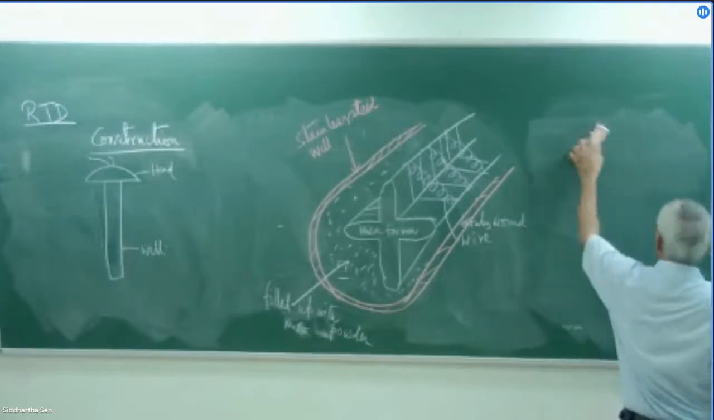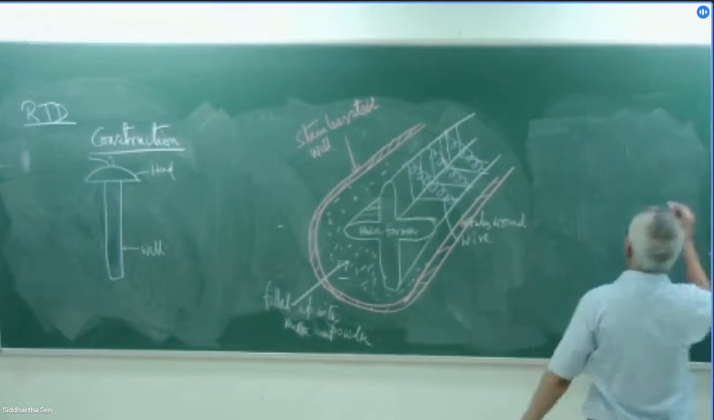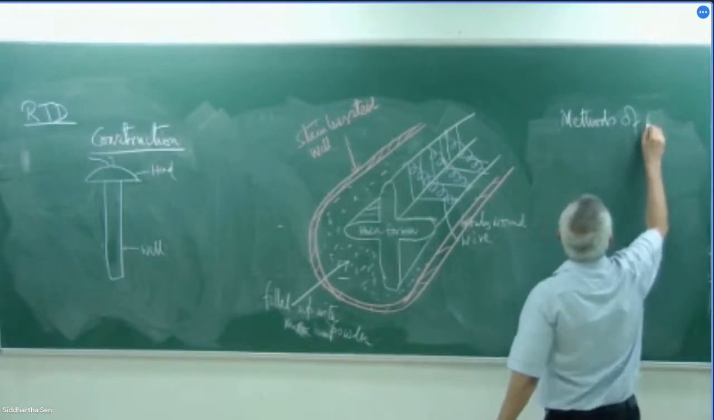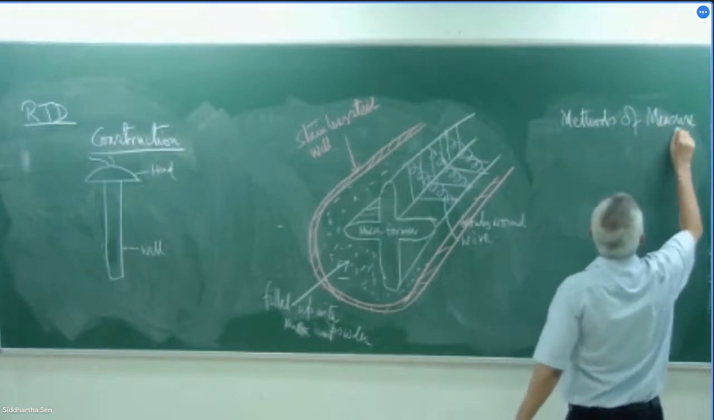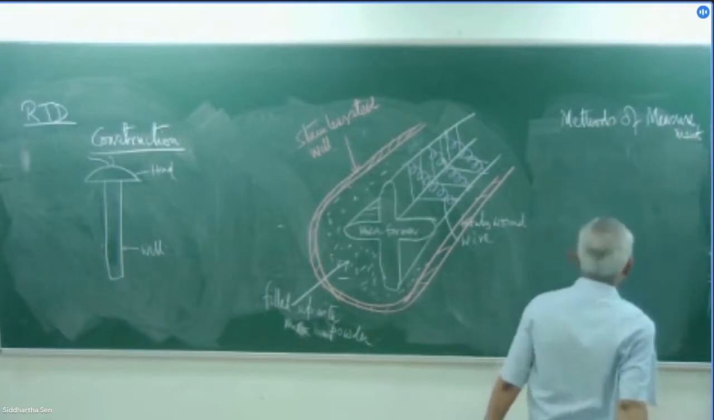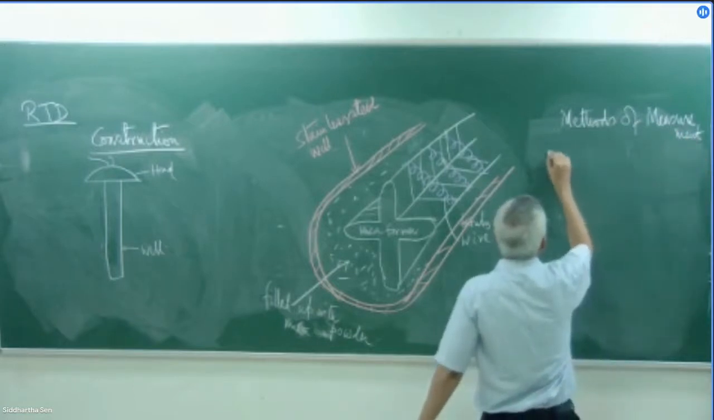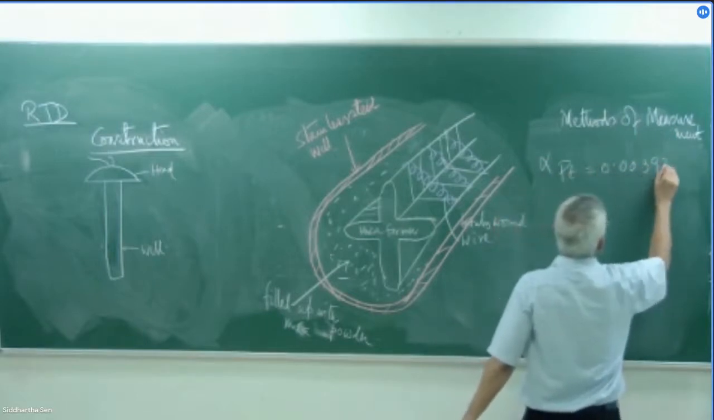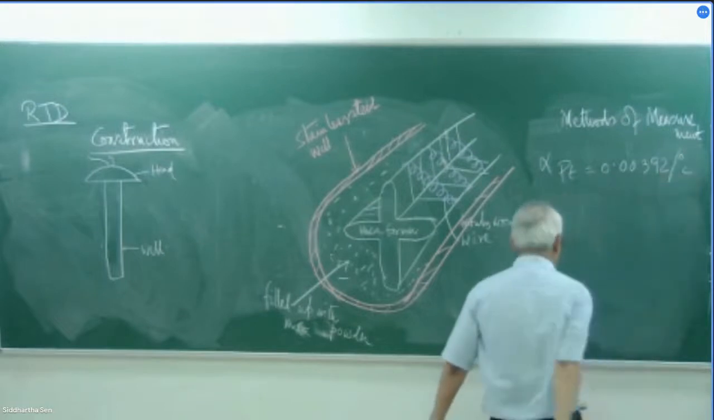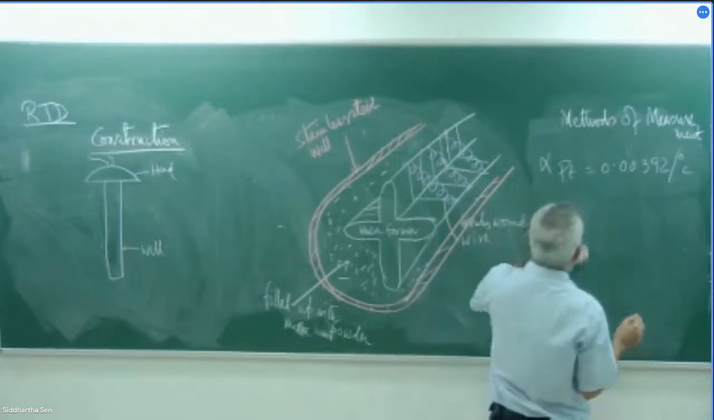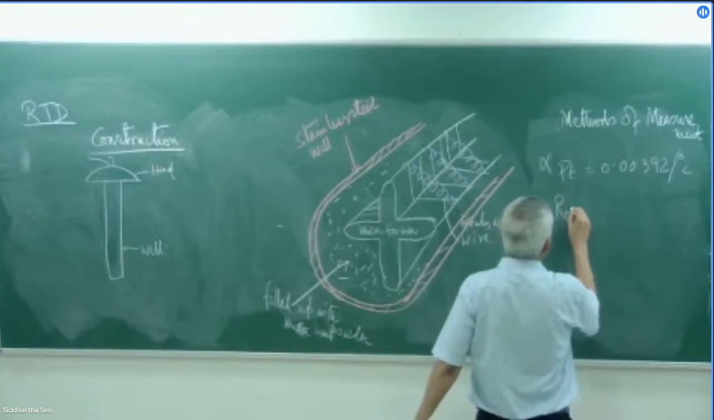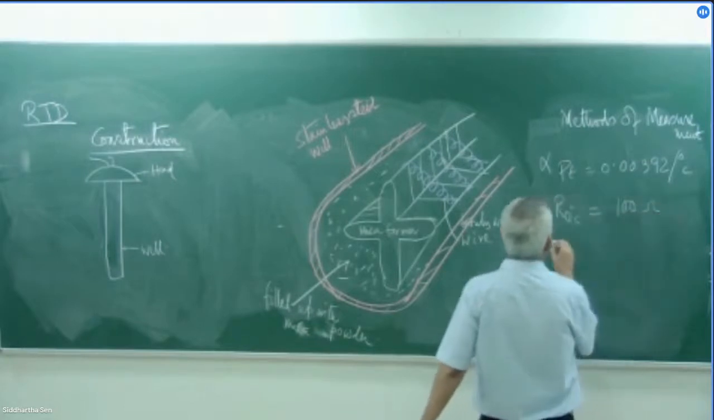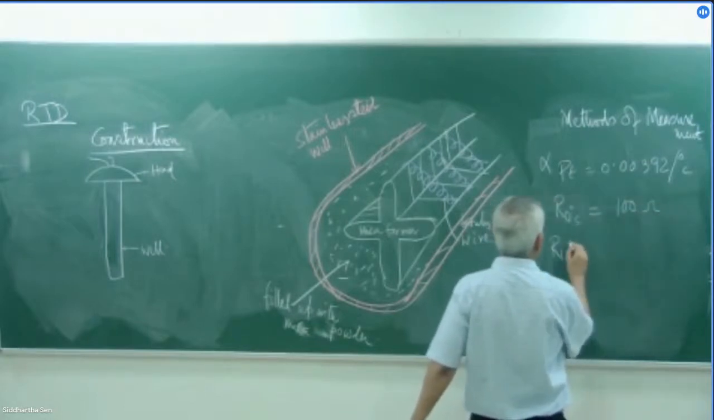So we go for the methods of measurement. We have seen that alpha for platinum is equal to 0.00392 per degree Celsius. So if we have a platinum resistance of R at 0 degrees Celsius equal to say 100 ohm, what is R at 100 degrees Celsius?